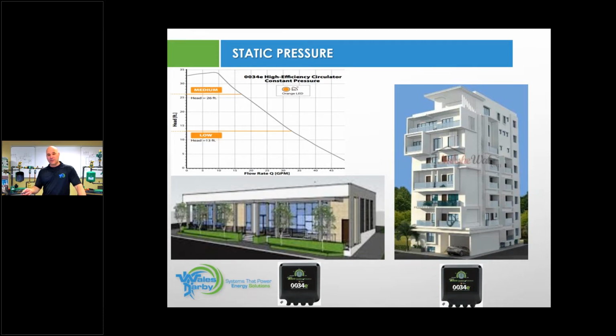And both the 5-story building and the 1-story building would have the same circulator based on the amount of pipe connected to the heat circuit. Okay, that's what's going to dictate the size of the circulator, not necessarily the height of the building.